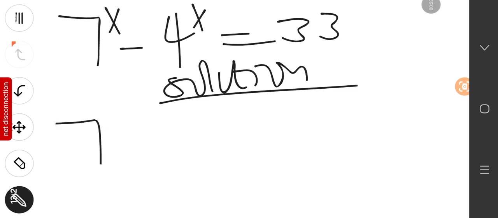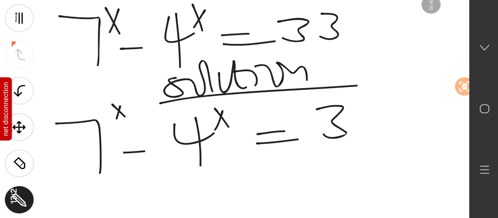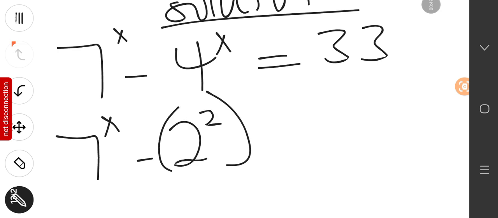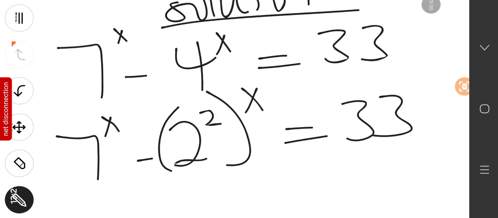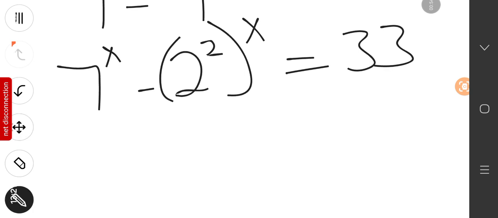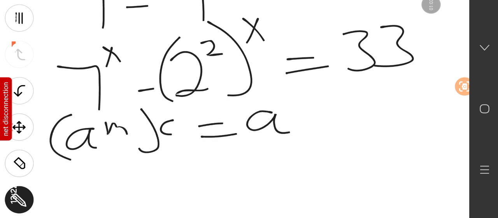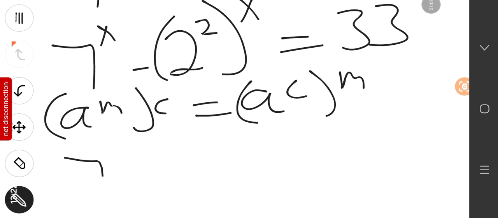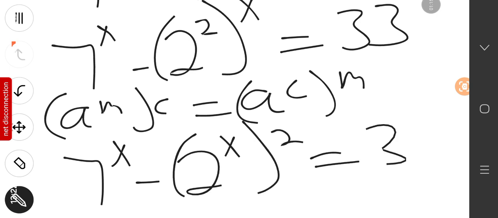So you say 7 exponent x minus 4 exponent x equals 33. Now, 4 can be written as 2 exponent 2. Here we're going to apply the power of a power rule of indices: a exponent m, all raised to c, is the same as a exponent c times m. So we are changing the positions of the exponents. So you have 7 exponent x minus 2 exponent x, all squared, equals 33.